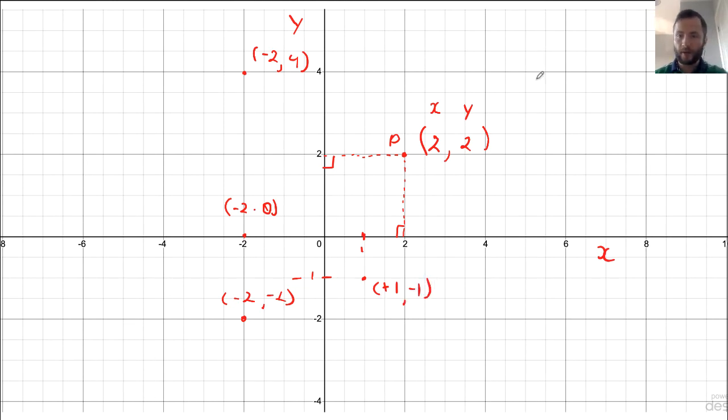And maybe one more. Let's take a look at this point over here. So this point on the x-axis is 6, and on the y-axis, it's 4. And following the same approach, we can find out the address, the coordinates, of every point on the coordinate plane.